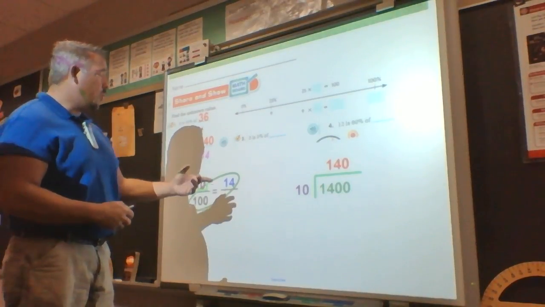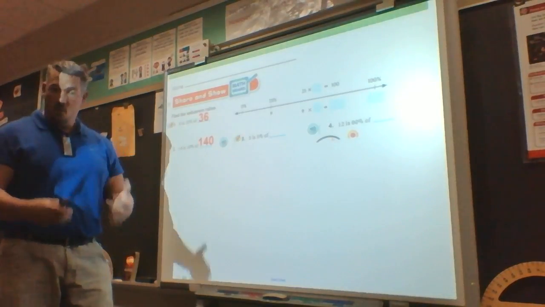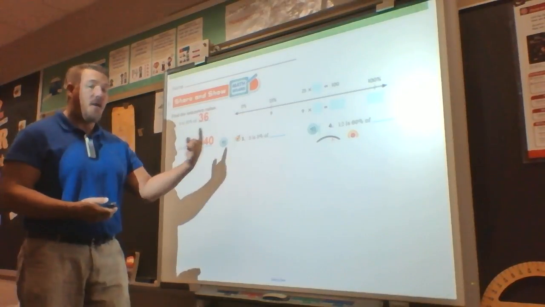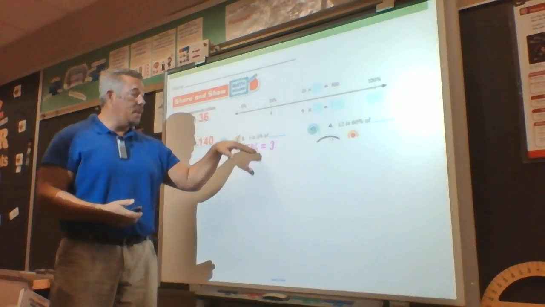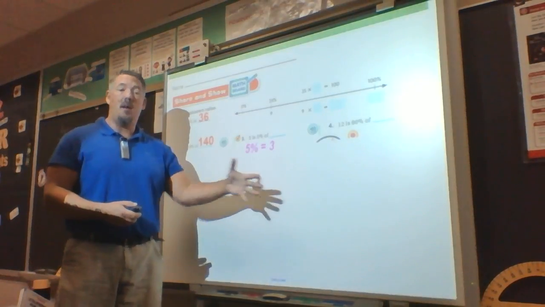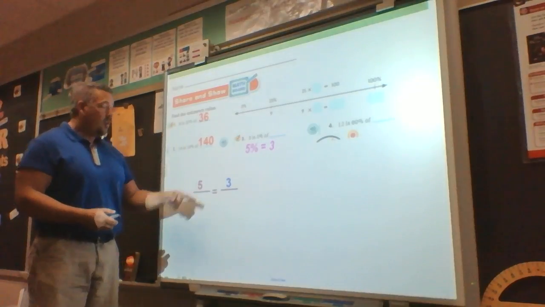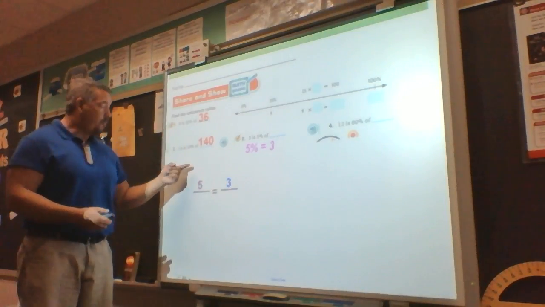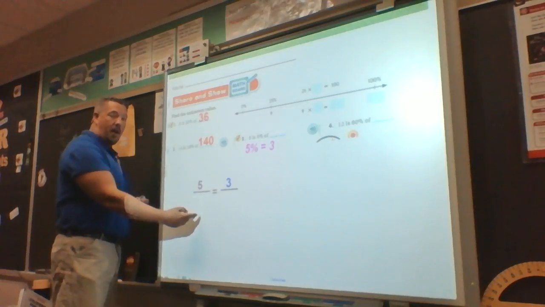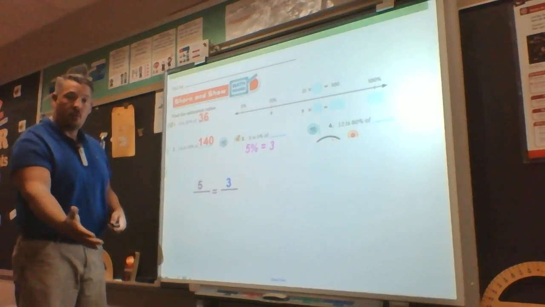When I go to number 3, now I'm looking at 3 is 5% of what number? 3 is, so that means that my 5% is equal to a total number of 3. I go to set up my divide the loop, so I know I'm going to have 5 is 3, my percent to my whole numbers. What is my denominator on my percents? It's always out of 100, right?